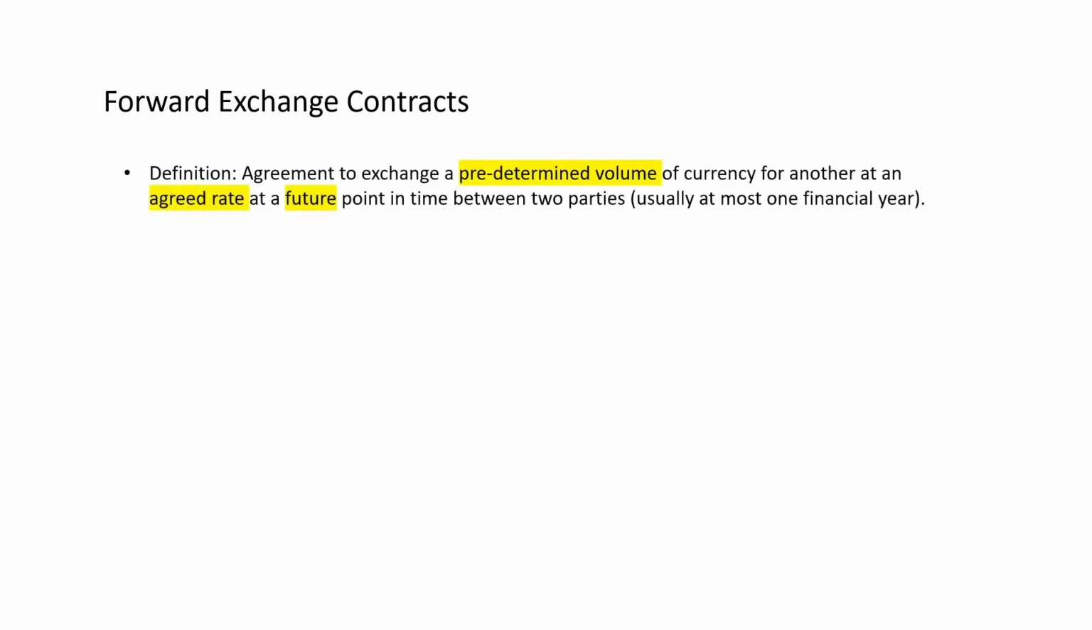What is a forward exchange contract? Well, in short, it's an agreement to exchange a predetermined volume of currency for another at an agreed rate at a future point in time between two parties. And usually a forward exchange contract is terminated or settled within one financial year.